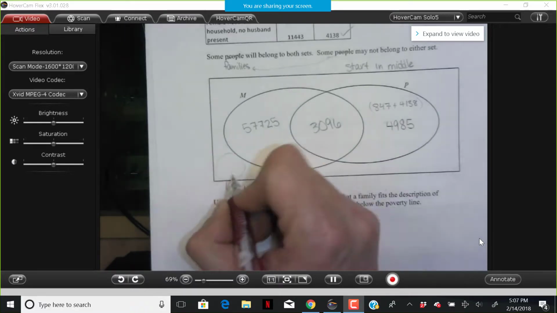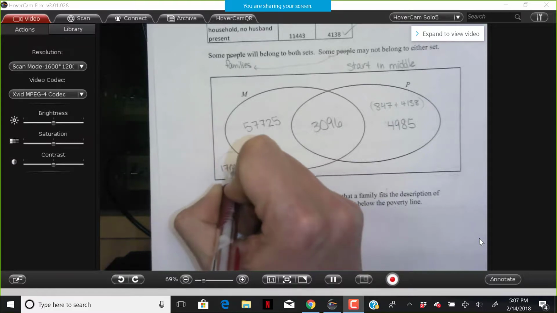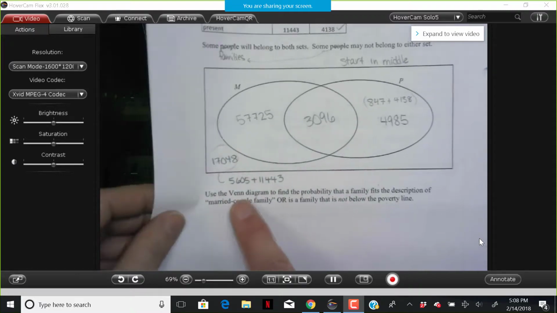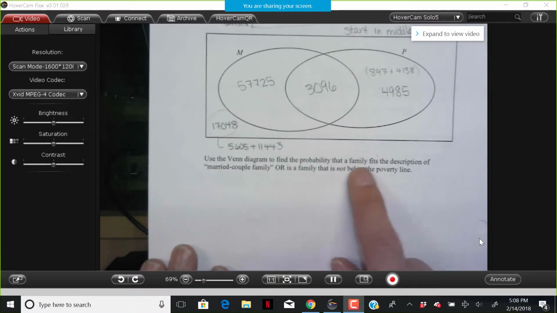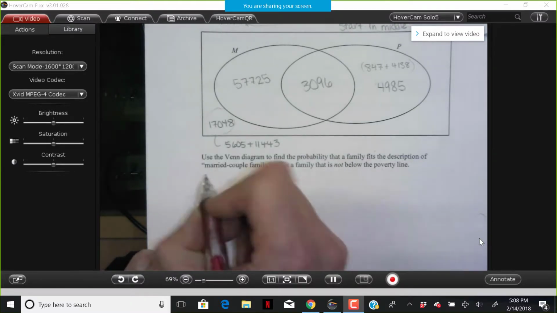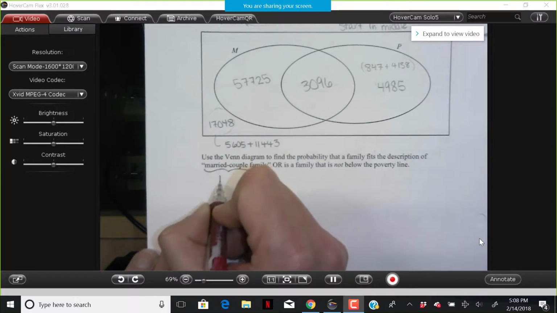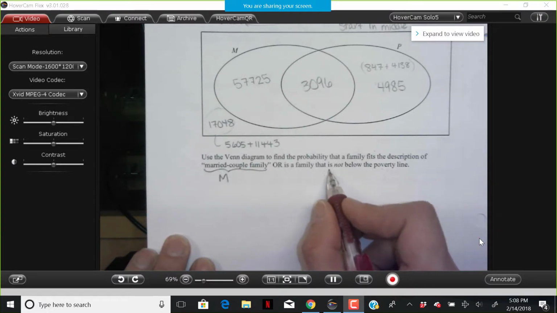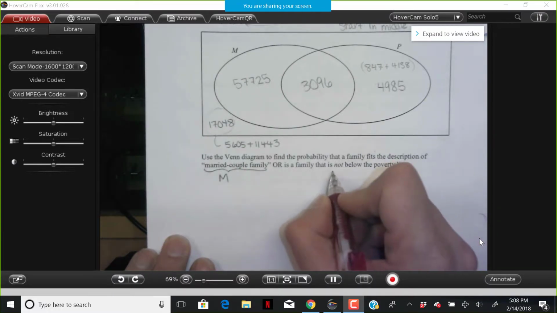So 17048. It says, use the Venn diagram to find the probability that a family fits the description of married couple family, I'll just call that M, or is a family that is not below the poverty line.